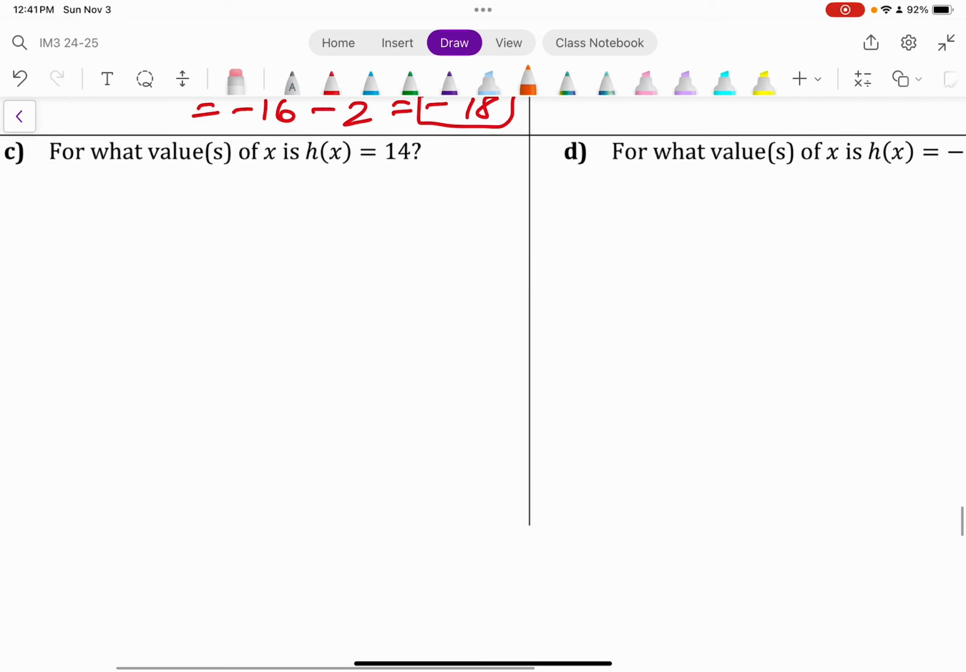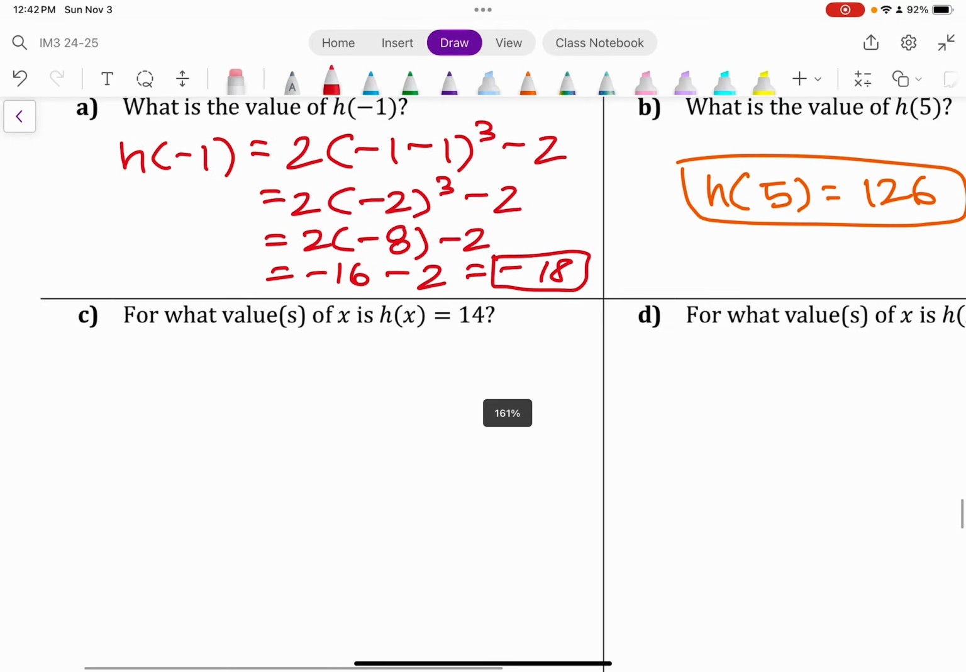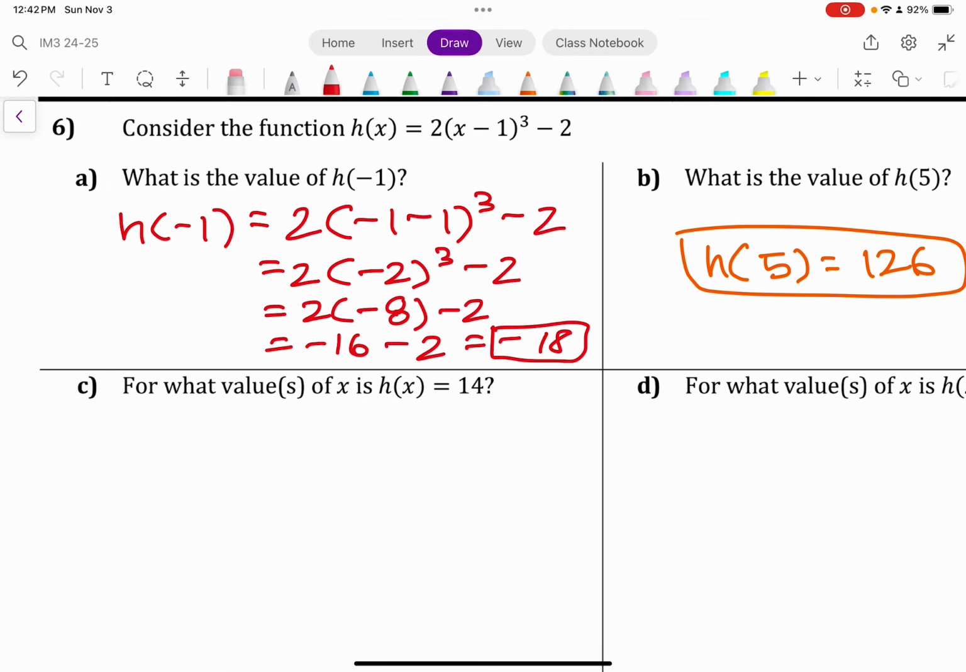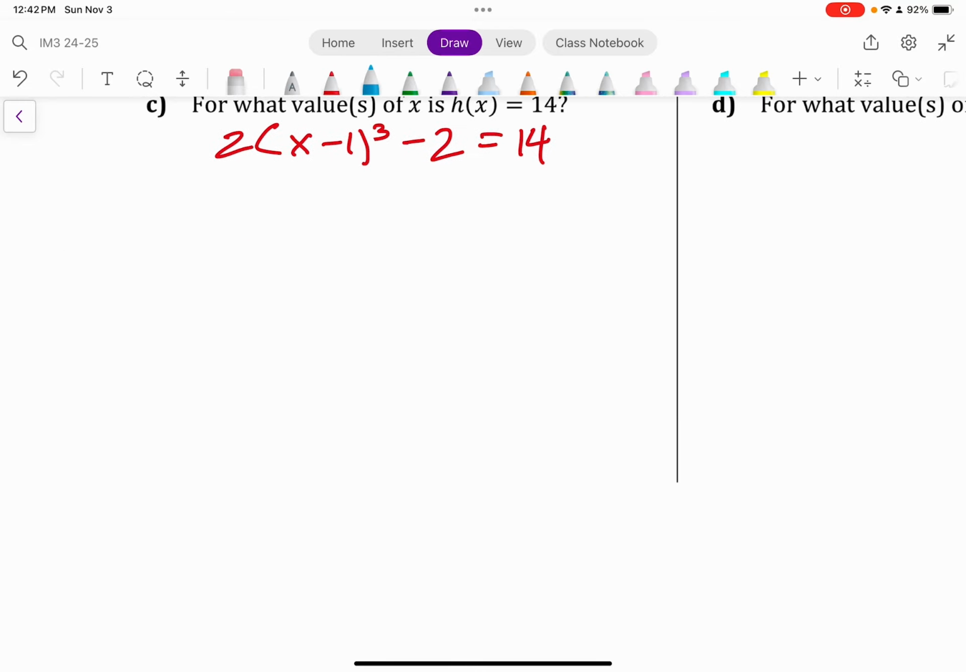Okay. For what values of x, or for what value or values, because there may be more than one, do we have an output of 14? Okay, so this is going to require you to set your function h of x equal to 14. 2 times x minus 1 to the third power minus 2 equals 14. To solve a problem like this, you need to follow the steps backward: PEMDAS, or SOHCAHTOA backward.